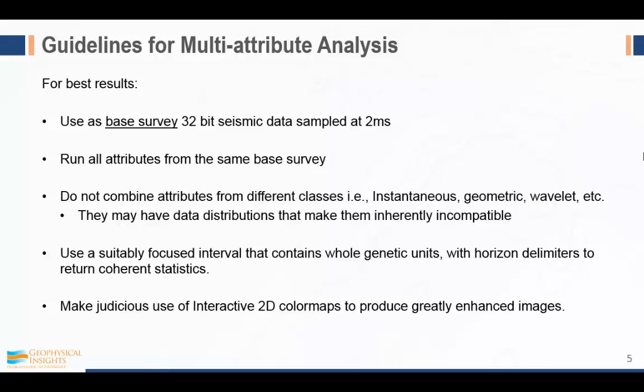Anyway, the reason is that these attribute types have different data distributions that can be incompatible, so they won't give you a good answer. We suggest you use a suitably focused geologic interval that contains whole genetic units, and that's me talking, genetic units, with horizon delimiters so that you return coherent statistics. You don't want to cut across a facies band or a geometry, you'll only get half of it. You want to get the whole thing so you can see the systematic variation.